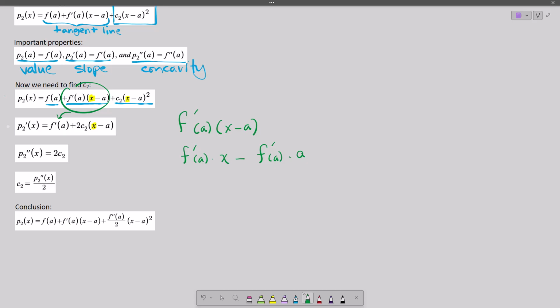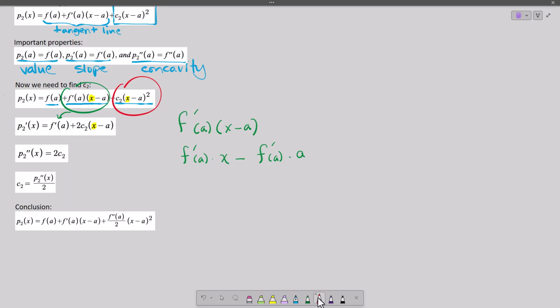Now let's take the derivative of this last term. Okay, power rule. Bring down the 2 in front. Subtract 1 from the exponent. Chain rule, multiply by the derivative of the inside, which is just 1. So the 2 comes down. That is now the derivative, right? So this is the first derivative of our second order polynomial right there.